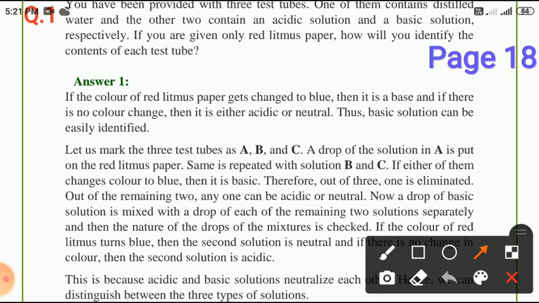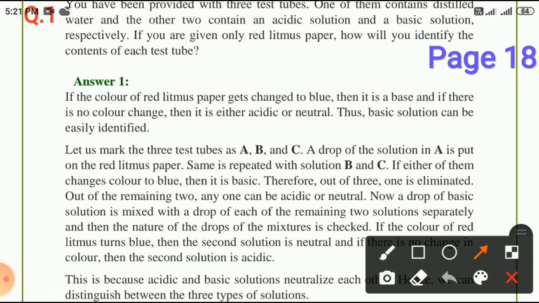So first of all, we will mark the 3 test tubes as A, B, C, and then we will put a drop of solution one by one on the red litmus paper. Which solution will convert the red into the blue? That will be the basic solution, and that solution can be eliminated.